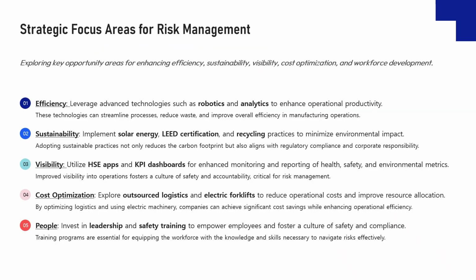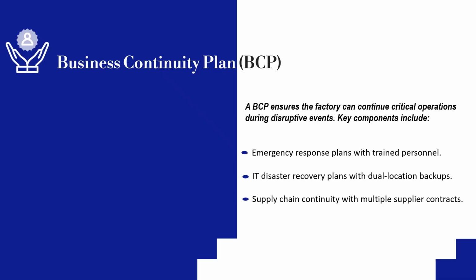Key strategic areas include enhancing efficiency through automation, implementing sustainable practices like solar energy, using digital dashboards for visibility, optimizing the cost through electrical logistics, and improving employee training for safety and compliance. The business continuity plan includes emergency response, IT disaster recovery, and supply chain continuity. These actions ensure that even during major disruptions, the factory can resume critical operations quickly and safely.